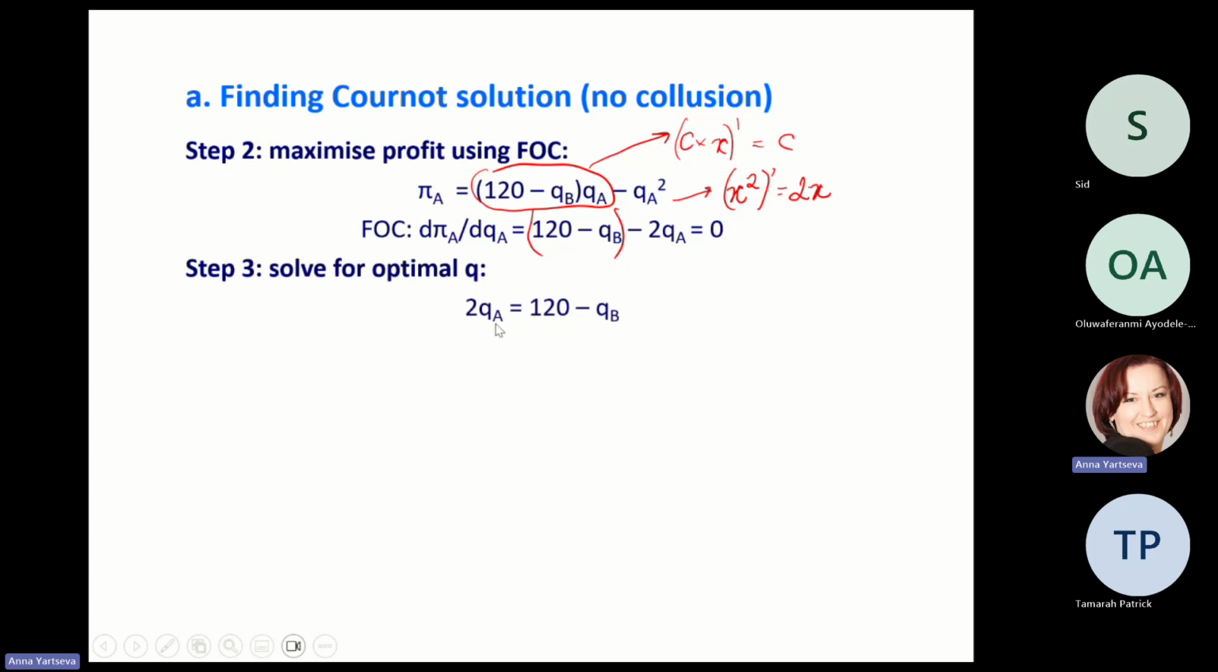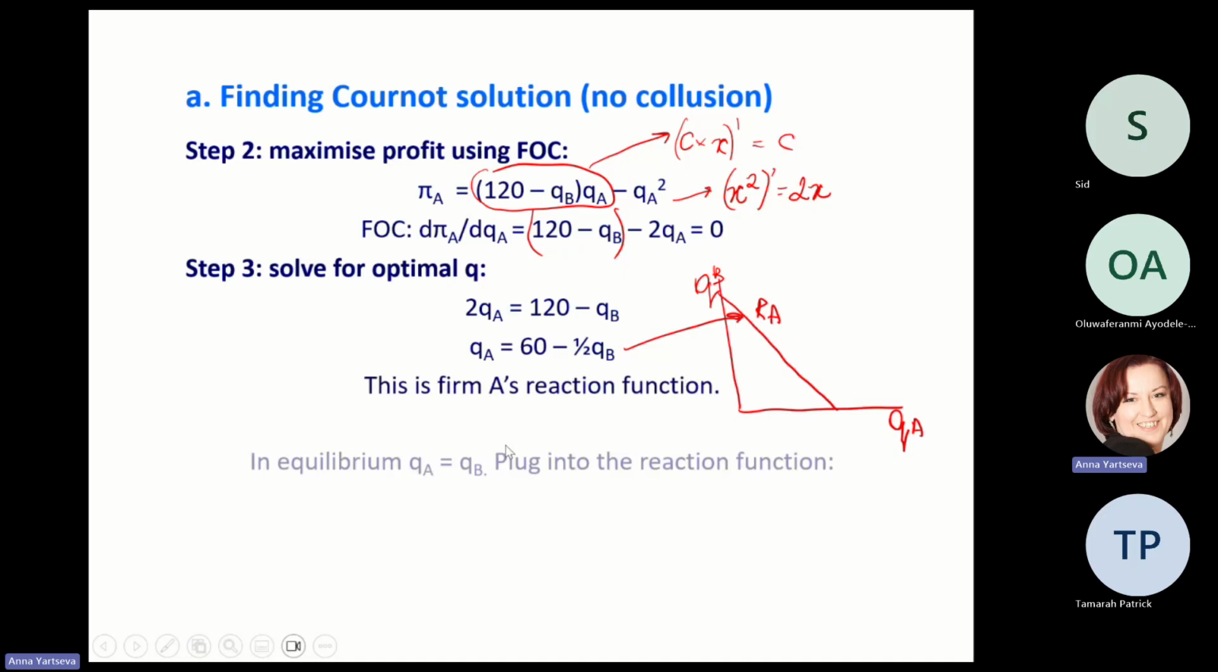We're trying to find equilibrium quantity, the best response quantity for company A. We take this term with QA to one side, all other variables to another side, and solve for QA. So it will be equal to 60 minus a half QB. As before, you see that optimal quantity for company A depends on output produced by company B. It's a description of our reaction function for company A. It shows how much company A needs to produce for any output produced by company B, according to this expression. This is company A's reaction function.